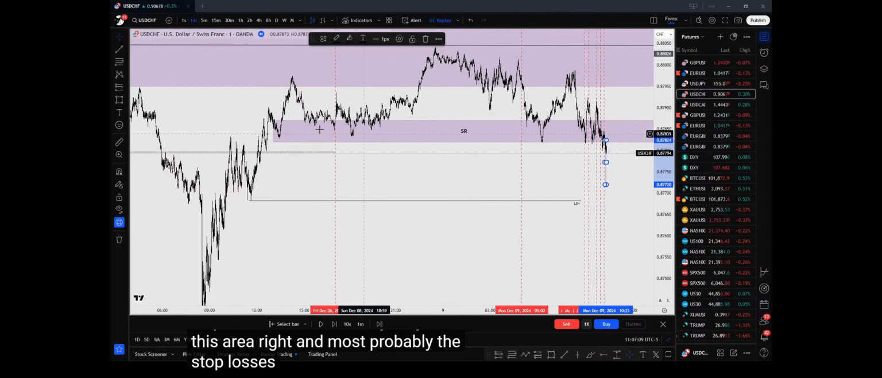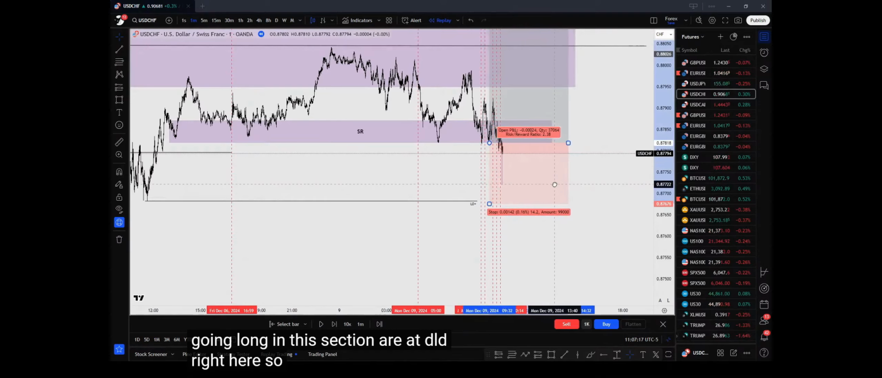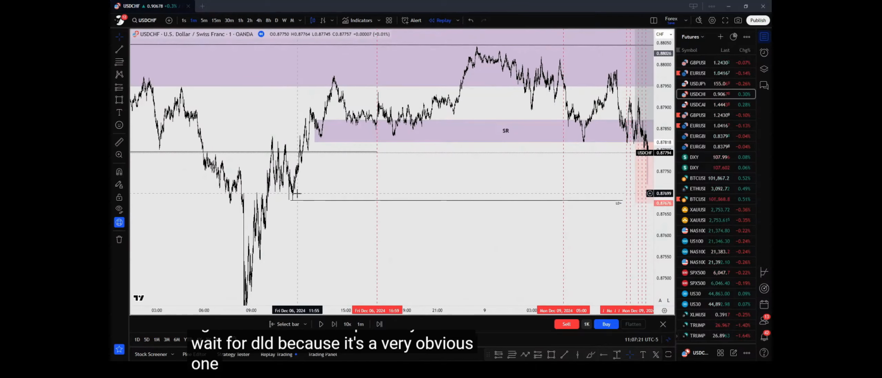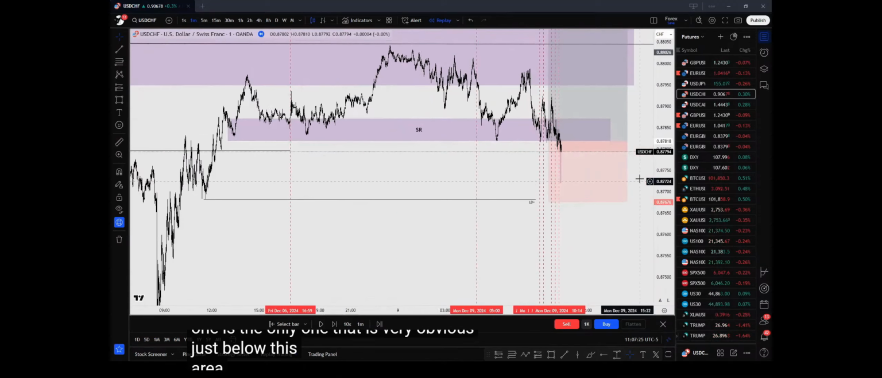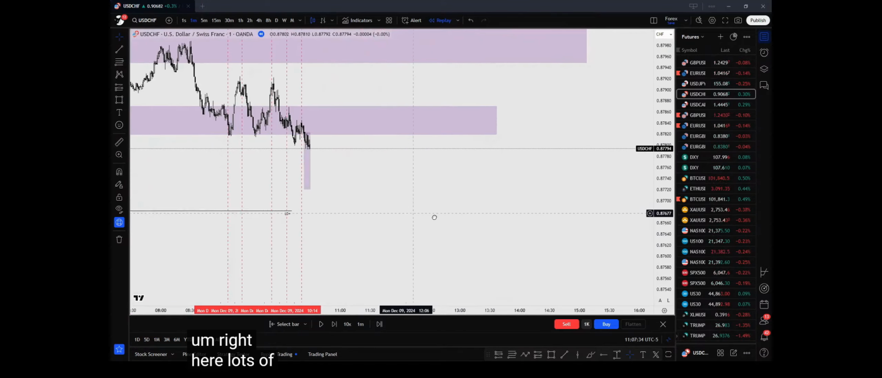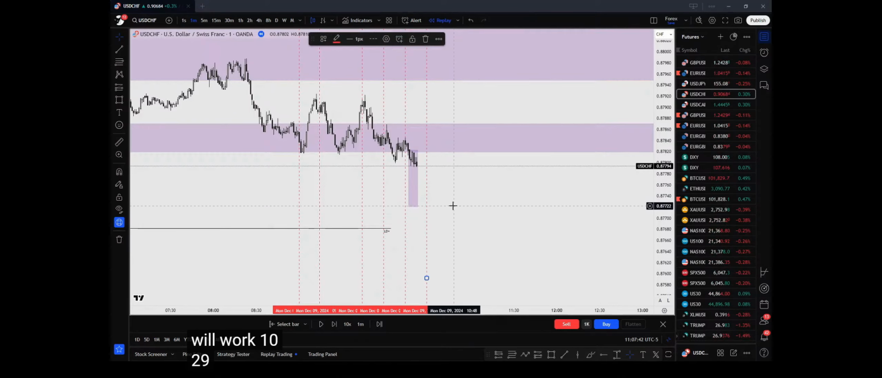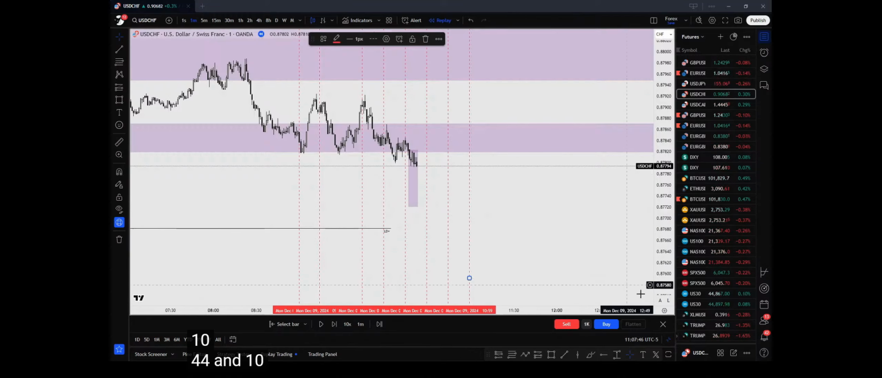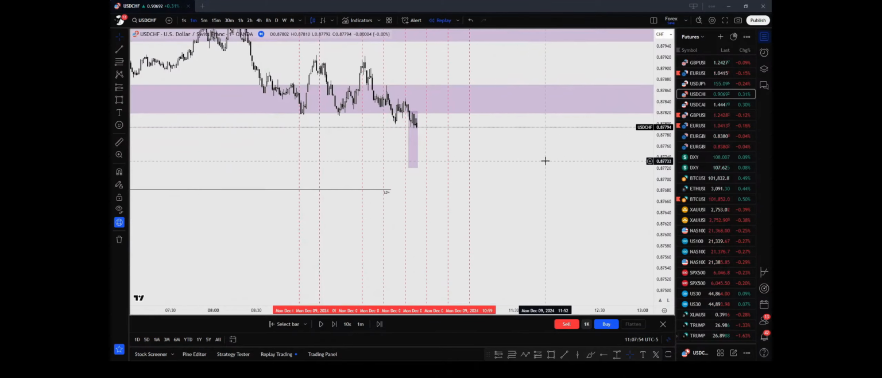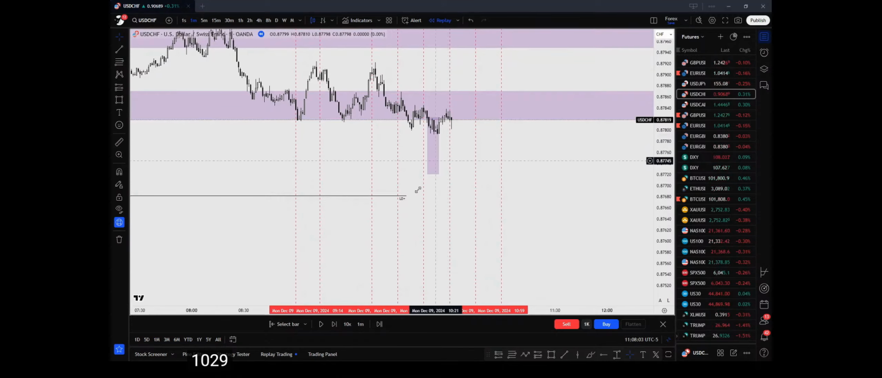And most probably the stop losses of the ones who are going long in this section are at the LD right here. So we most probably should wait for the LD because it's a very obvious one. It's the only one that is very obvious just below this area. So stop losses will be right here, lots of them. A good displacement to the downside will work. 10:29, 10:44, and 10:59. Okay. 10:29 was nothing.